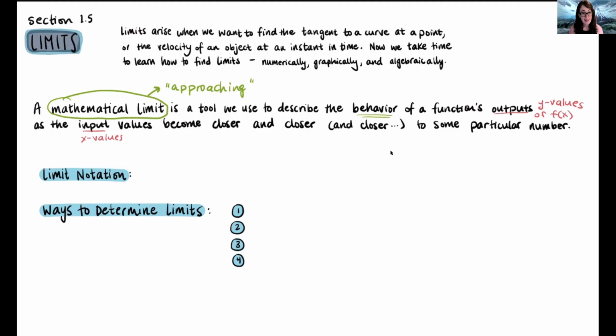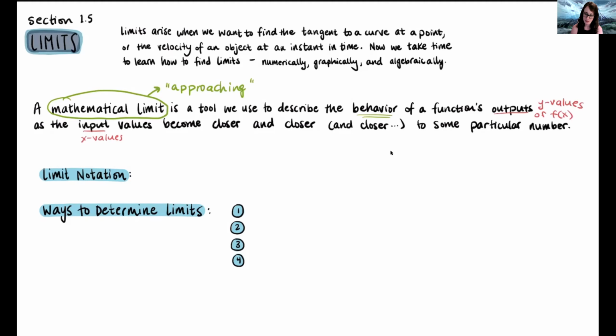So we're going to be letting our x values, or our input values, approach some numerical value. And then we're going to want to look and see, as that's happening, what are the y values doing? Are they approaching something? And if so, that will be the limit. Okay, so there's some notation that we need to get familiar with for limits, and it is as follows.